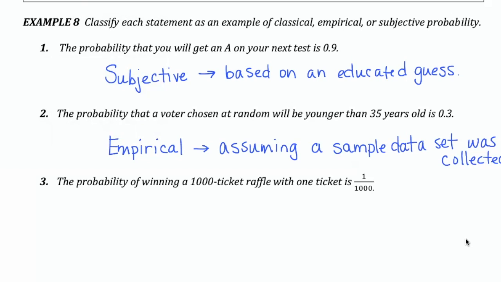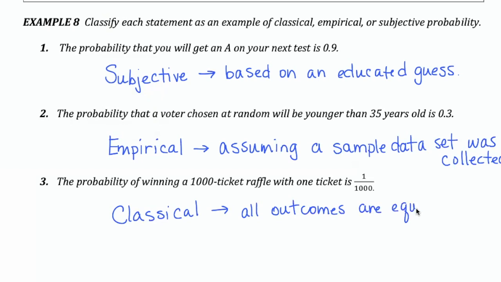Now, in this case, we know how many outcomes we have. If it's a 1,000-ticket raffle, there's 1,000 different tickets that could be drawn to be the winner of the raffle. And each outcome should be equally likely. So I reach in, and each of those 1,000 tickets has an equal chance of being chosen. If it has an equal chance, then we know that this is classical probability. And again, that's because all outcomes are equally likely.